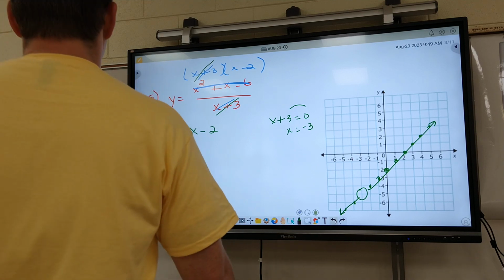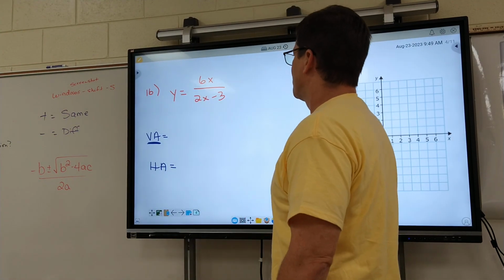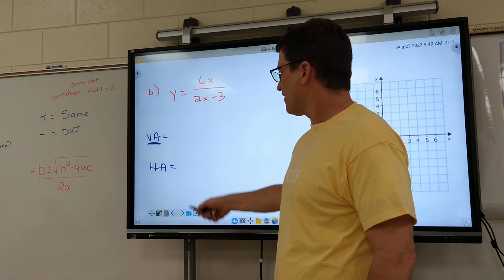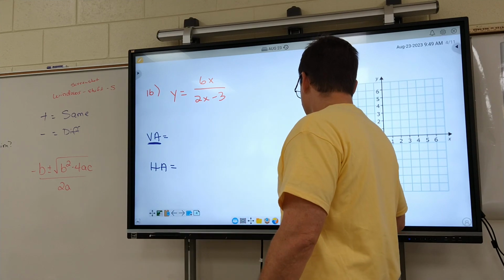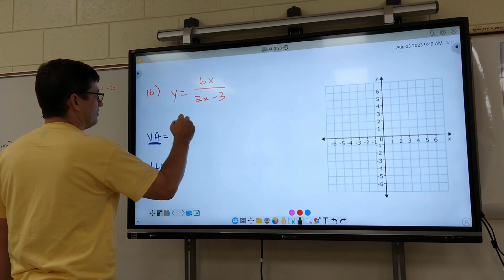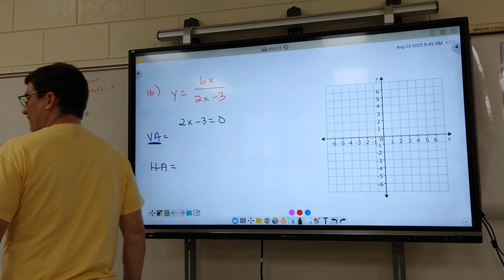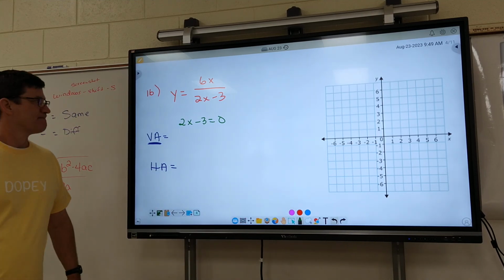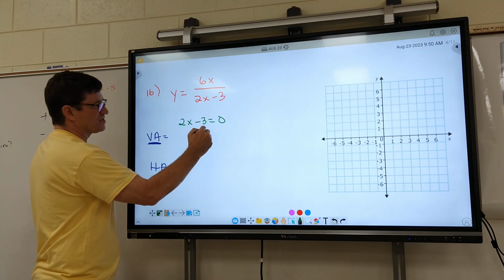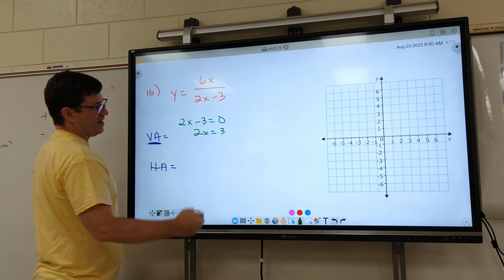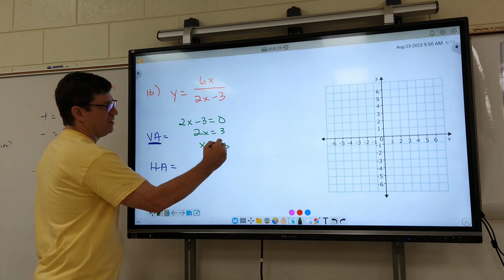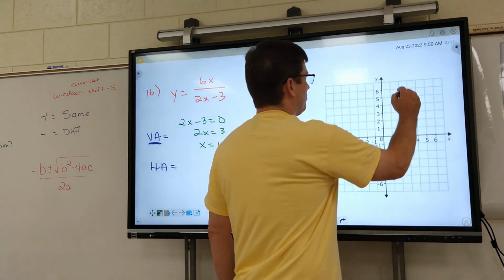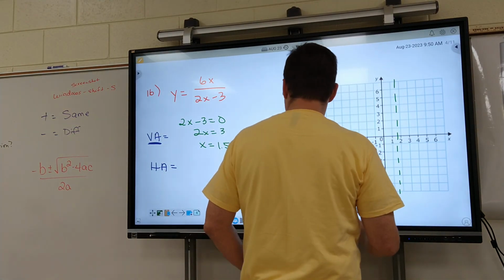All right, let's go to 16. If y'all have a question, let me know. 16 is different because we can't factor the top. We have to find a VA and a HA. Does anybody remember how we find the VA? Take the bottom, set it equal to zero. All right, now what? Take minus 3, move it over. That's a positive 3. Somebody divide that for me. Let's make it a decimal. What's that going to give you? 1.5. So everybody, use your color. Go to 1.5. Put a dotted line.